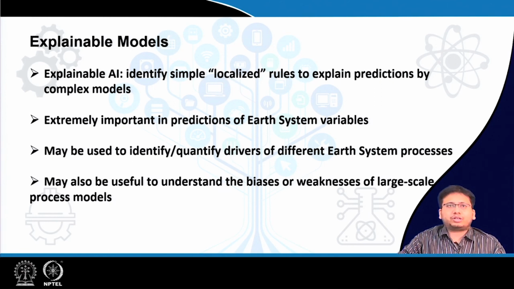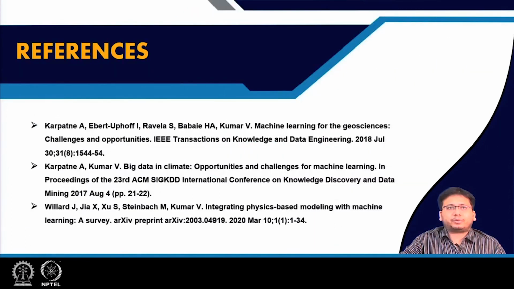And it may also be useful to understand the biases or weaknesses of large scale process models. So, suppose our process model is run and it's found that it is creating some errors or biases of a particular variable. Now, why did that bias happen? What is the source of that bias? So, for that I may want to build some kind of an explainable model which shows why it predicted what it did, and then we can identify the source of its bias.